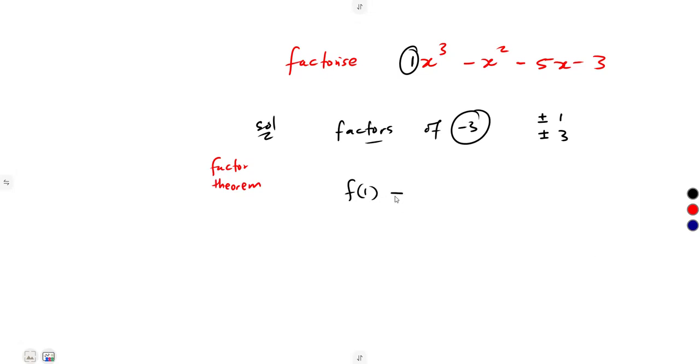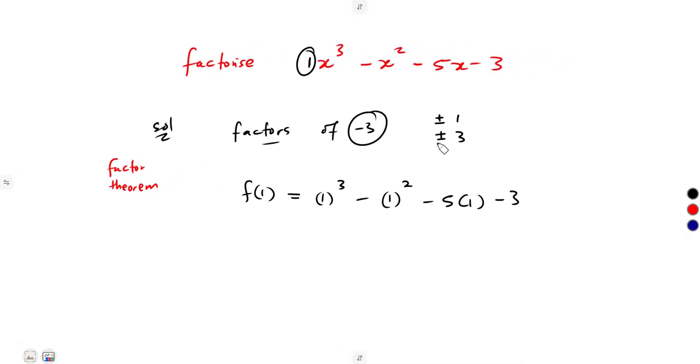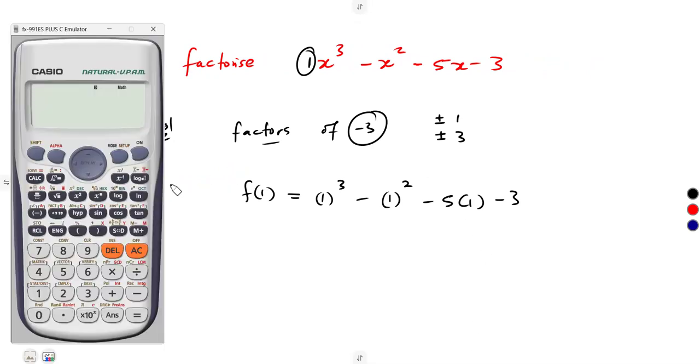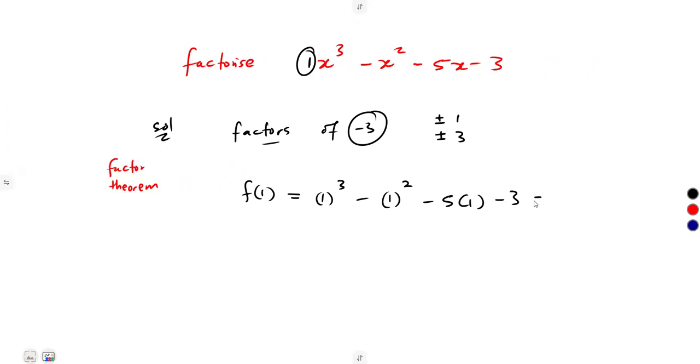f of 1 is equal to, in place of x, I'm going to put 1 there. So that's 1 to the exponent of 3 minus 1 to the exponent of 2 minus 5 times 1 minus 3. Simplify this on your calculator. Just for the sake of revision, let us have our calculator here. 1 to the exponent of 3 minus 1 to the exponent of 2 minus 5, open bracket, then put 1 inside, minus 3. So that was going to give us a -8.